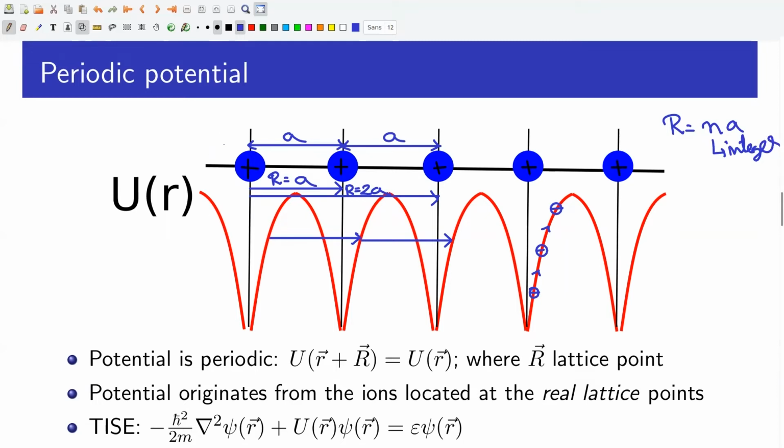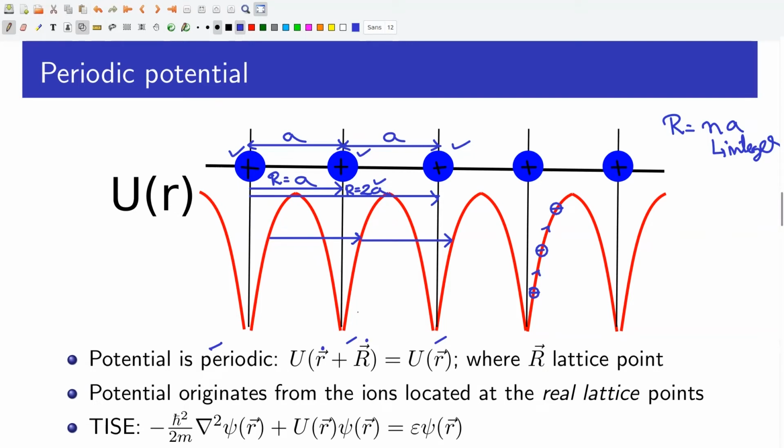For example, to move from the first lattice point to the second lattice point, you have to move by a vector R equal to a. Similarly, to go from the first lattice point to the third lattice point, you have to move by a vector R equal to 2a. The potential is periodic, that is U of r plus R is equal to U of small r, where small r is some general point and capital R is some lattice point or lattice translation vector.